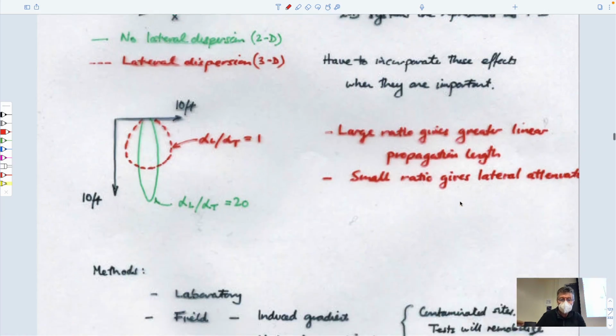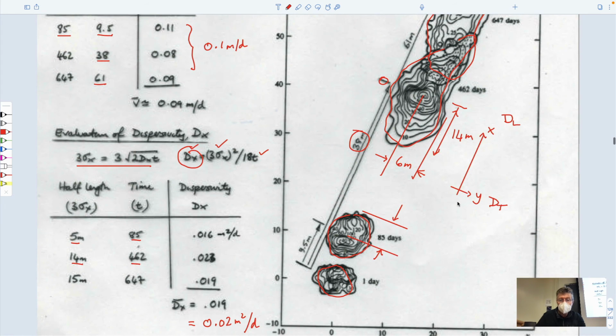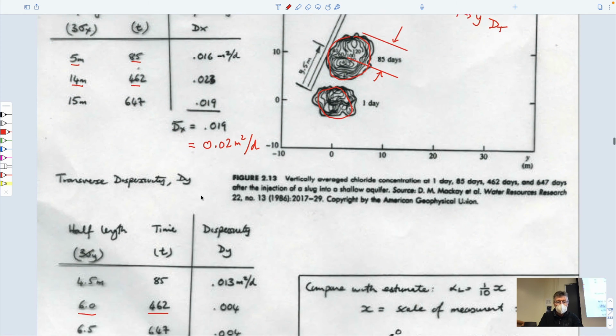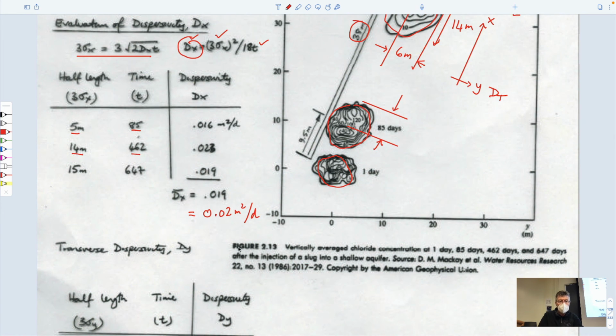So the length that we're using is the length in the plume both in the longitudinal direction and in the transverse direction. So the 3 sigma that we use here is also the same equation. I guess in this equation, the dispersivity in y would be, dy is equal to 3 sigma, I suppose we call it y, right? Because it's in the y direction, all squared, divided by 18t.